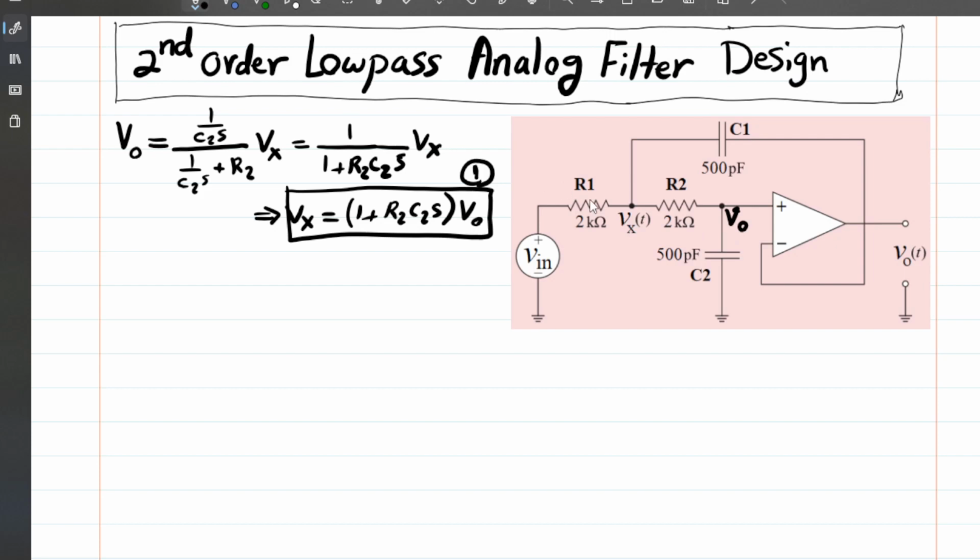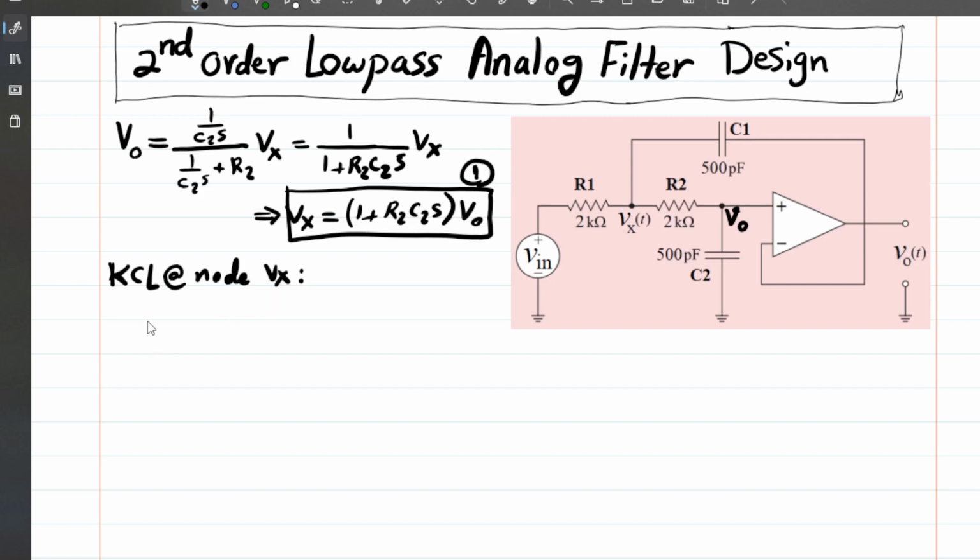Now, at this node, I can write a simple KCL: current coming in should be equal to current going out. So at node Vx, I'm going to write KCL.